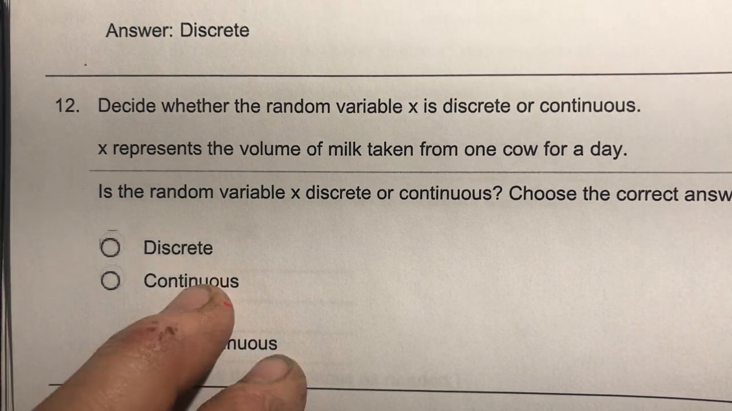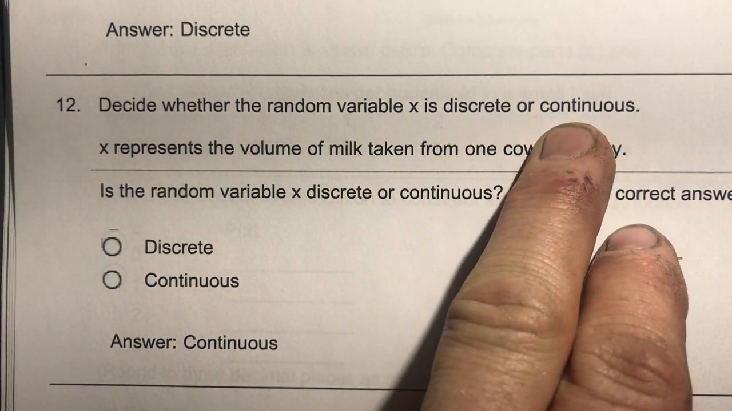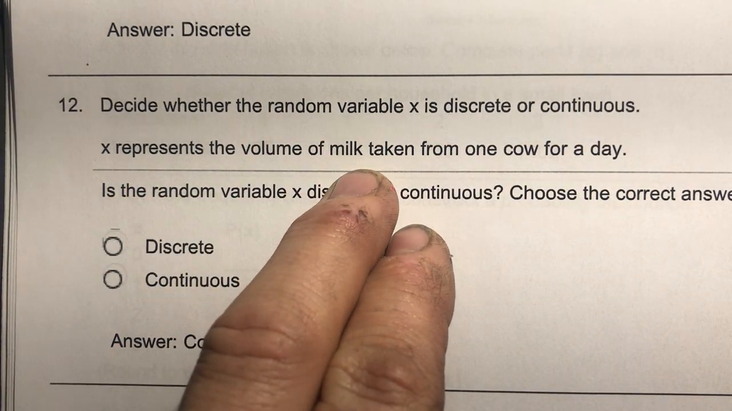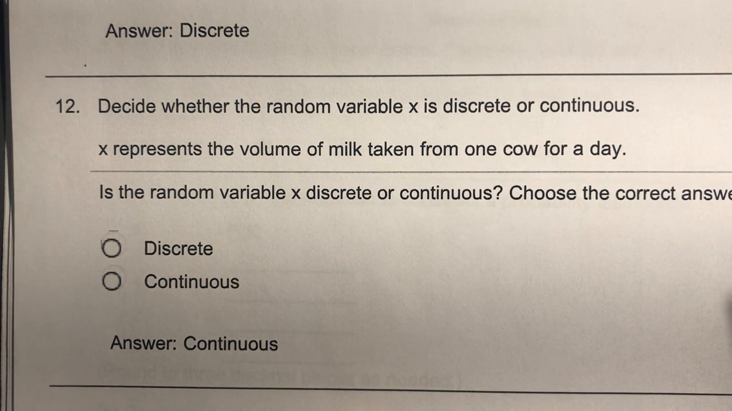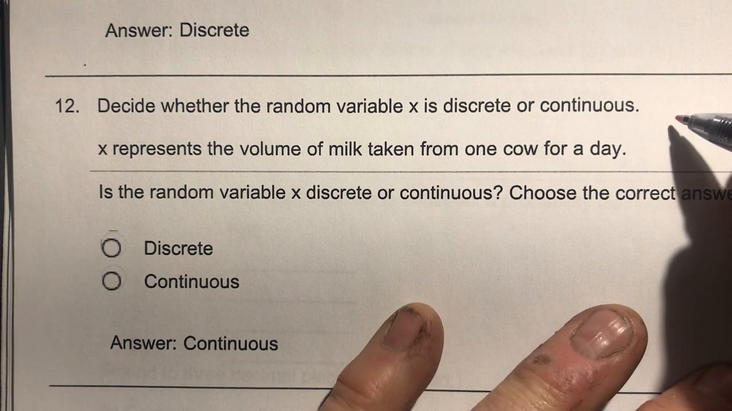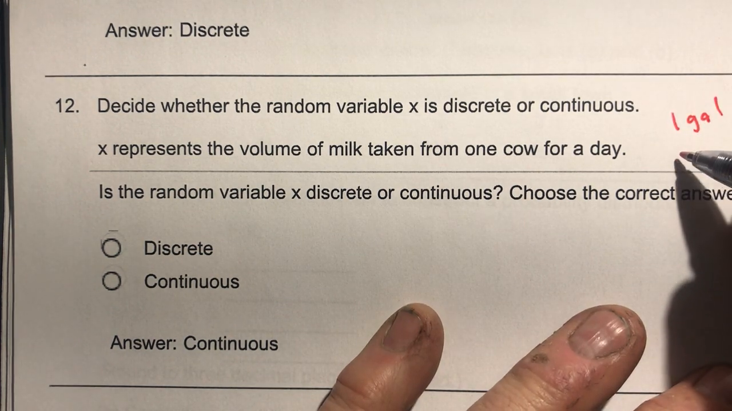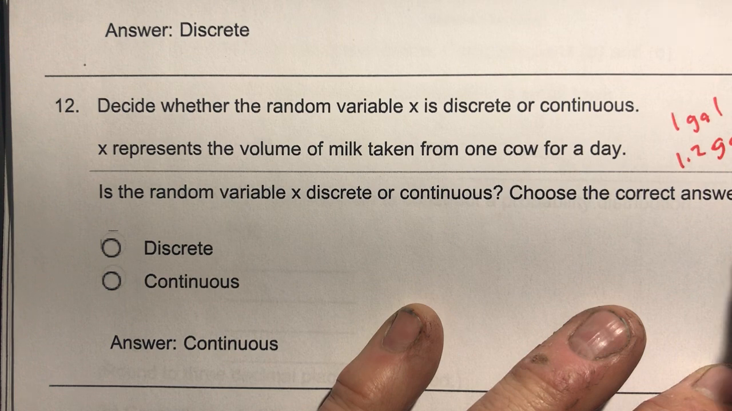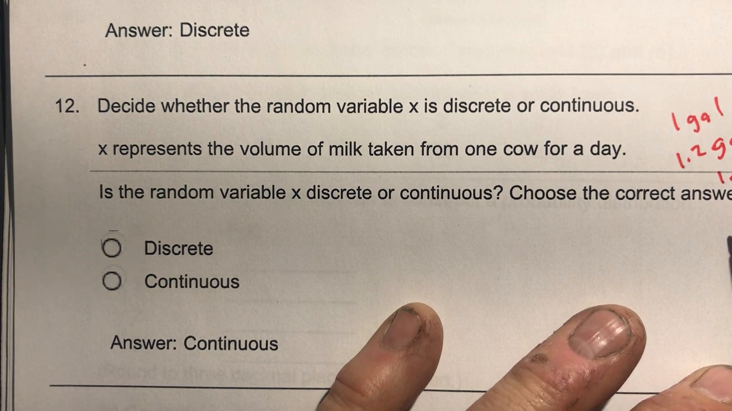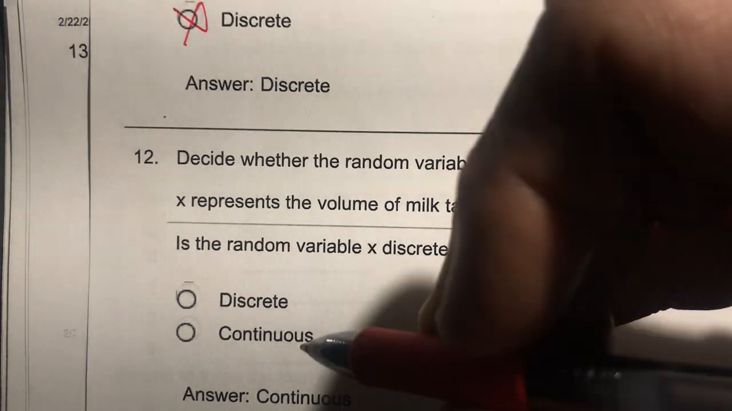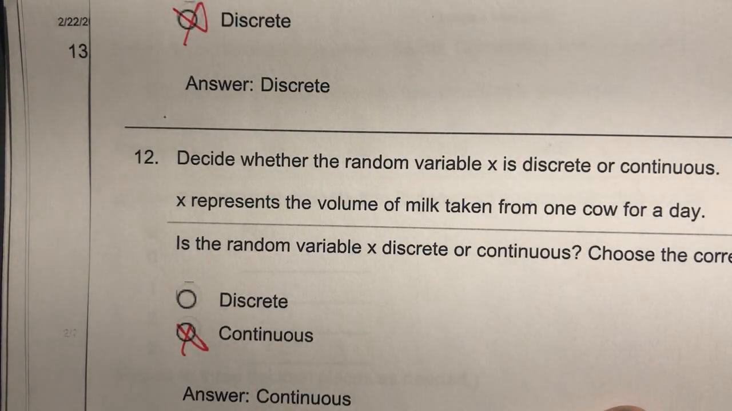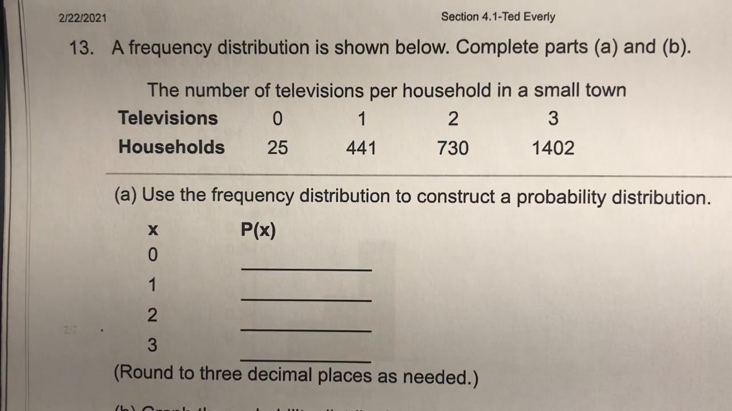All right, number 12, decide whether this is discrete or continuous. X represents the volume of milk taken from one cow for a day. All right, so a cow may give you 1 gallon. A cow may give you 1.2 gallons, 1.23 gallons, 1.24 gallons, 1.247 gallons. This is uncountable, so continuous. Can't count up the different ways.